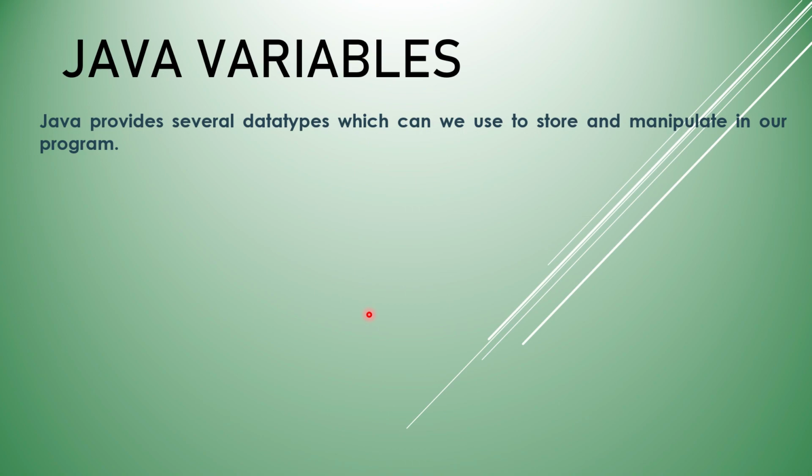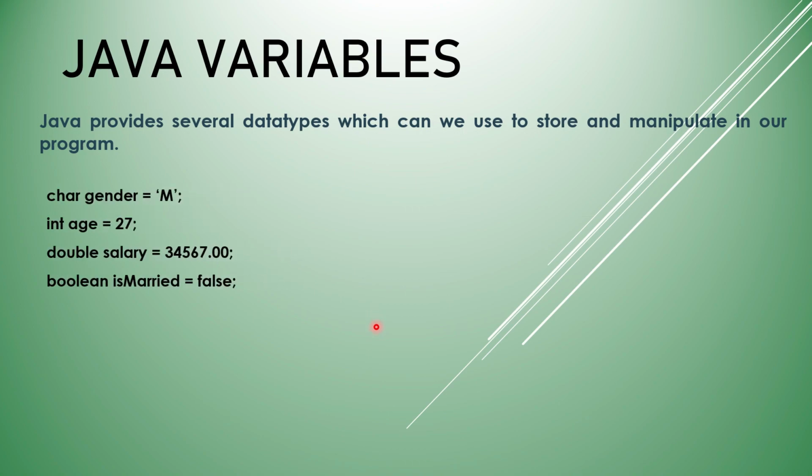Java provides several data types, like we already used int type to store integer value. We have several other data types that we can use to declare variables, like if we want to store a character, there is a data type called char. Basically, char is the abbreviation of character. So we call it char.